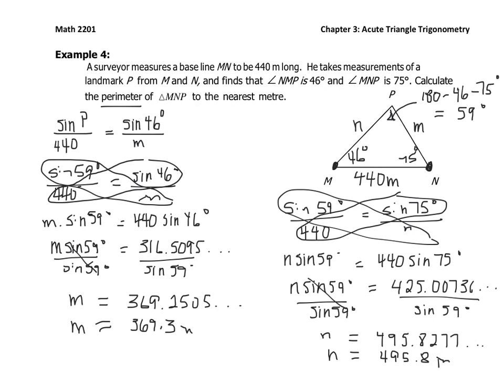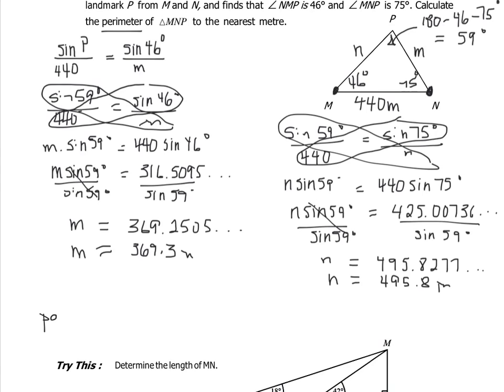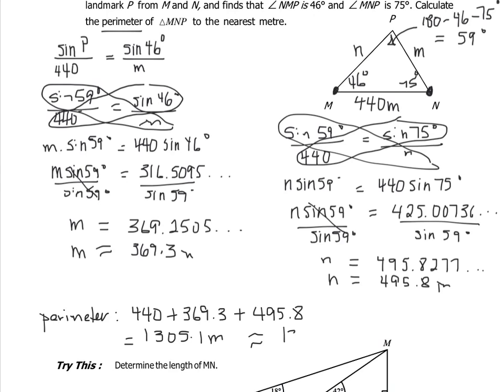for both of those. And then we have one more thing left to do, and that's find the perimeter. So the perimeter would be the 440 that we were given, plus the 369.3, plus the 495.8, and that gives you 1305.1 meters, which to the nearest meter is 1305 meters.